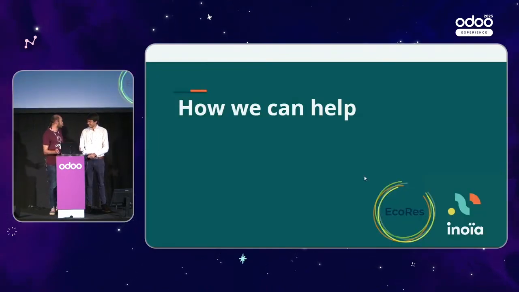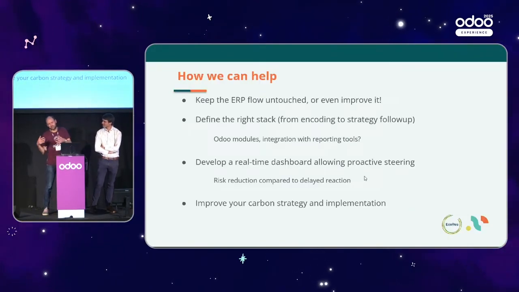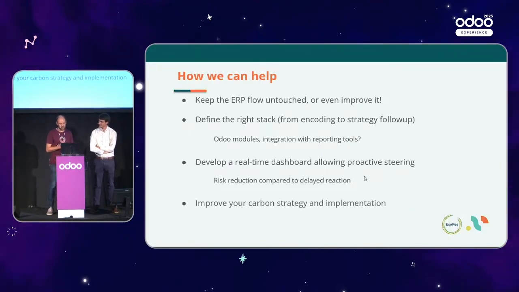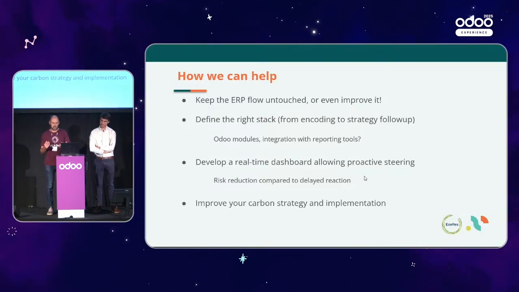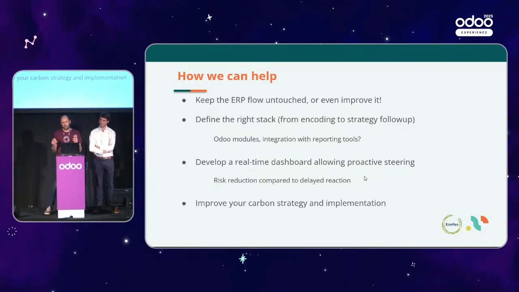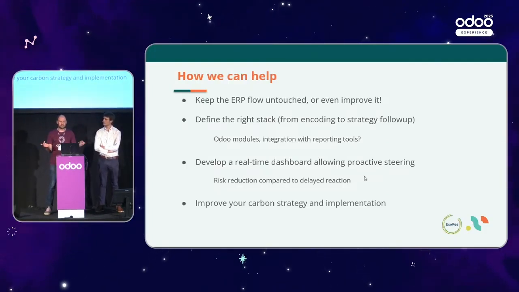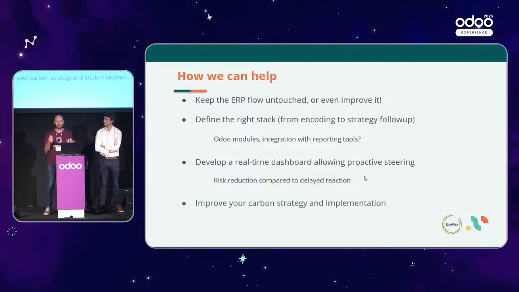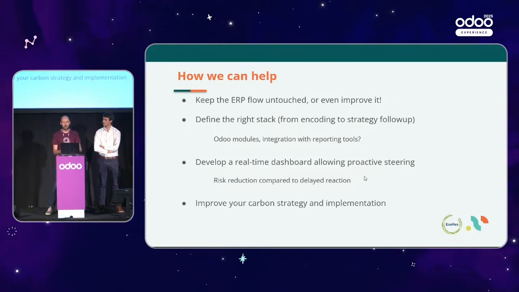But how can we help? How can we do that? We are here to help, of course. First of all, there are two jobs, the technician and the carbon expert. In terms of Odoo technician, we make sure that the ERP process is untouched, that we do not complexify it, otherwise the user adoption will be very low. That's the first thing. Then we define the right configuration. There are many other systems that can be integrated with Odoo, especially reporting tools like Tapio. What is the strategy? Do we put everything into Odoo, or do we have multiple systems in the stack?